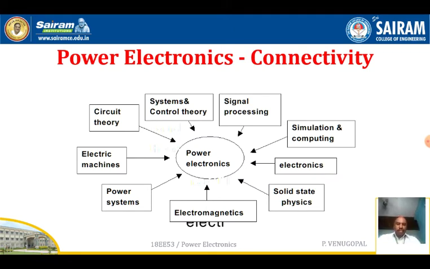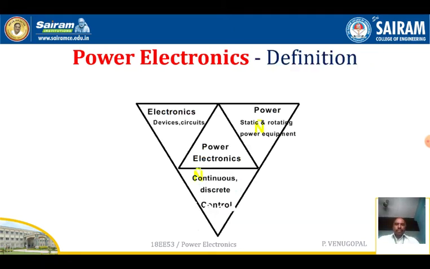So what is the definition of power electronics? We covered the definition of power electronics in different ways. One such way is that power electronics is the combination of electronics, power and control. Control tells about the continuous, discrete and dynamic characteristics; power covers static and rotating power equipment; and electronics deals with power semiconductor devices and their switching.